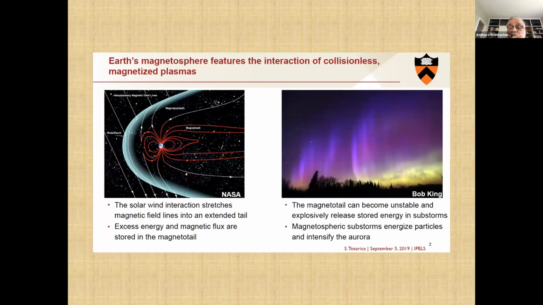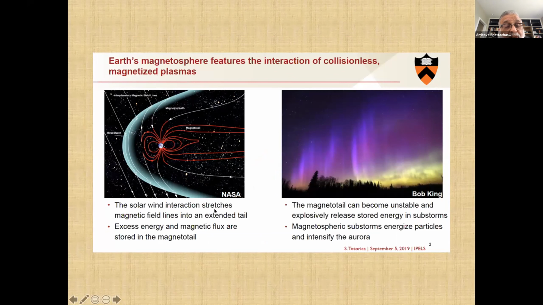So what happens is that the Earth's magnetosphere features the interaction of collisionless magnetized plasmas. The solar wind interaction stretches the magnetic field lines into an extended tail, and this is what I'm showing you here.